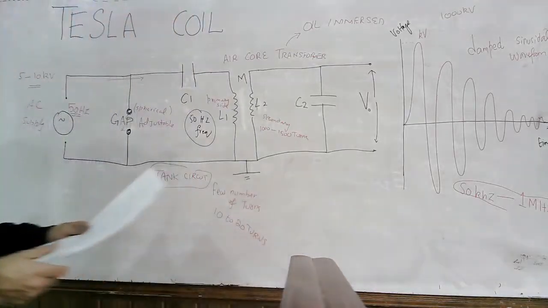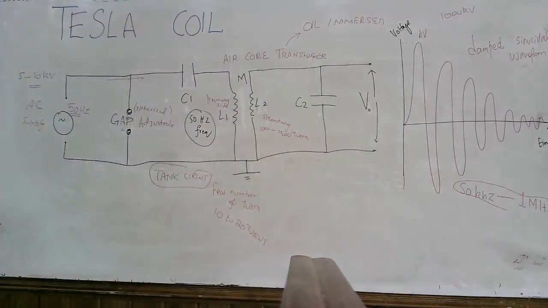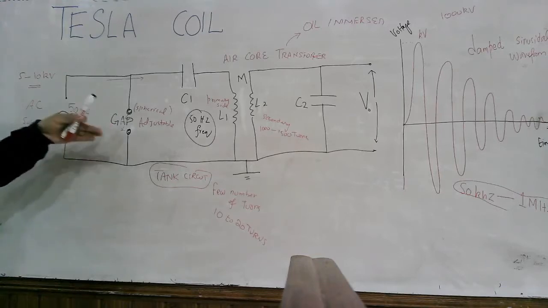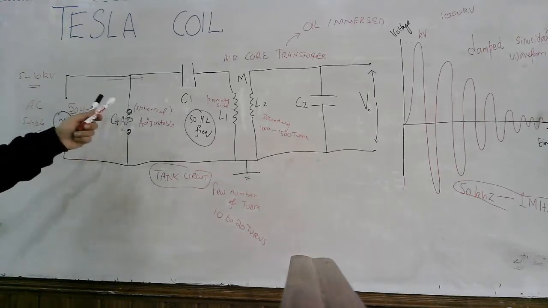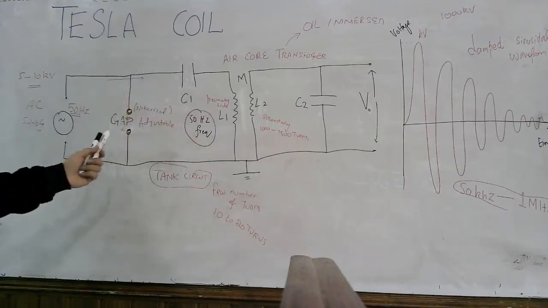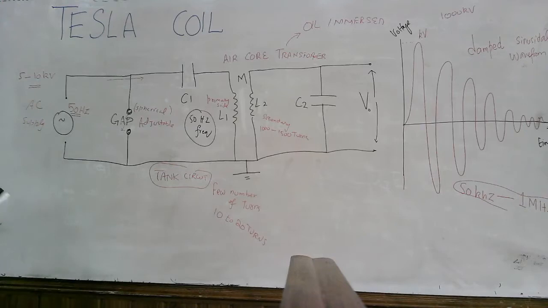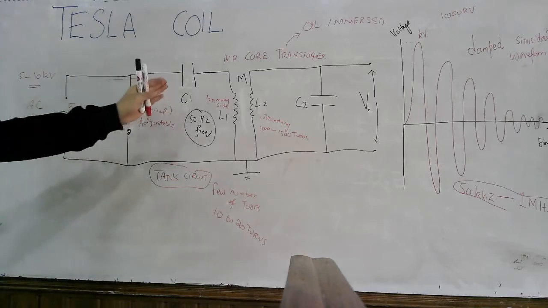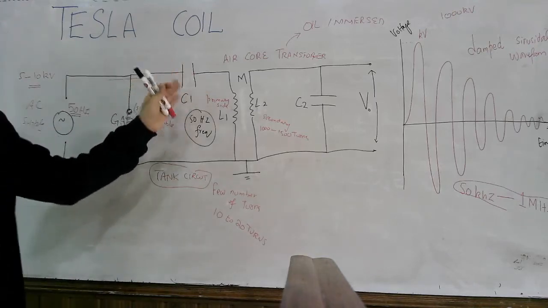And here we have some key factors which need to be explained more. Once this spark gap conducts, it again becomes an open circuit when the potential drops to the level of this breakdown voltage. And as I told you at the start, this gap behaves as an open circuit, and this capacitor is getting charged.